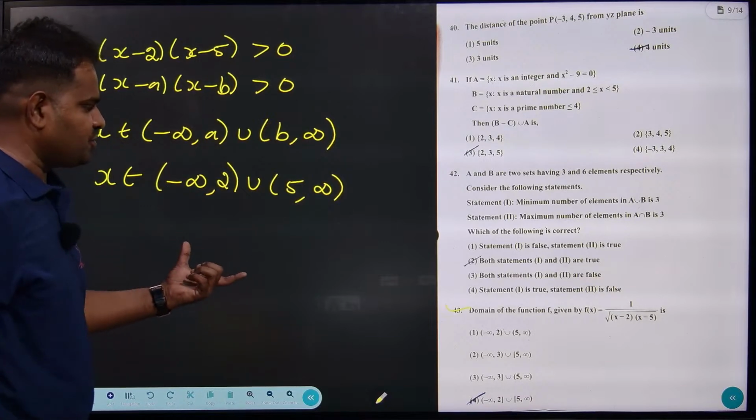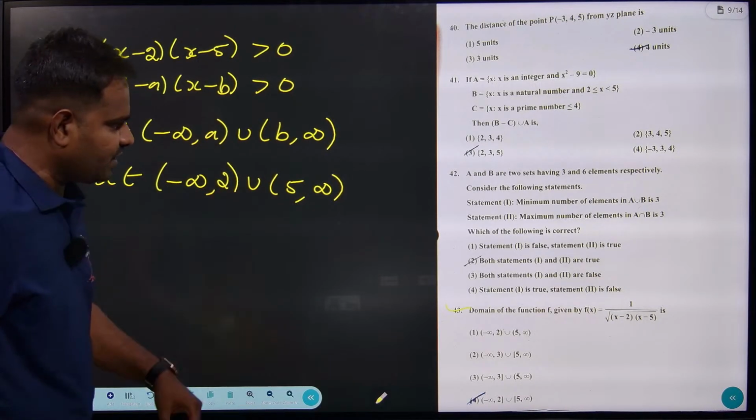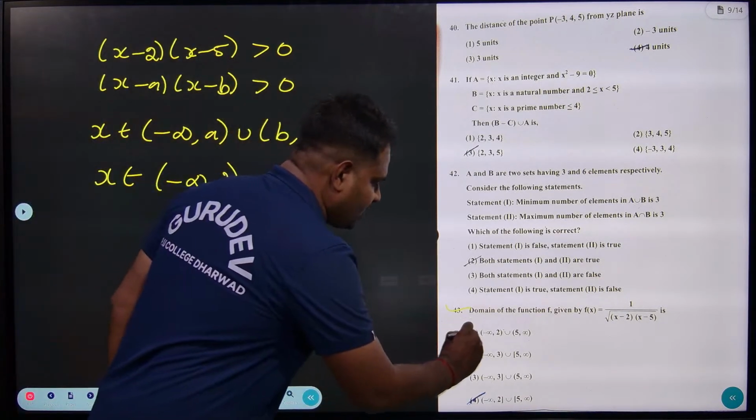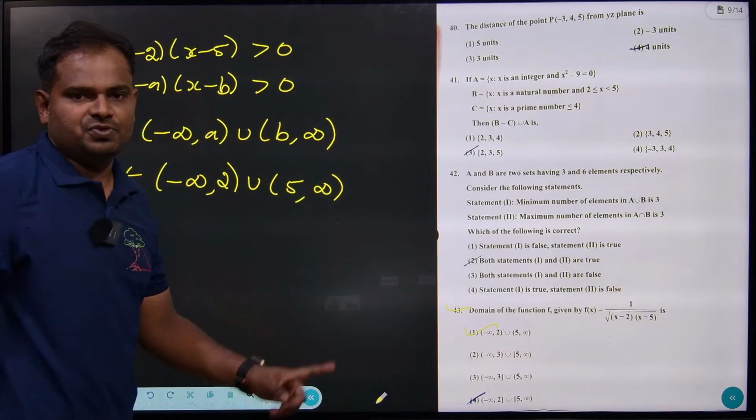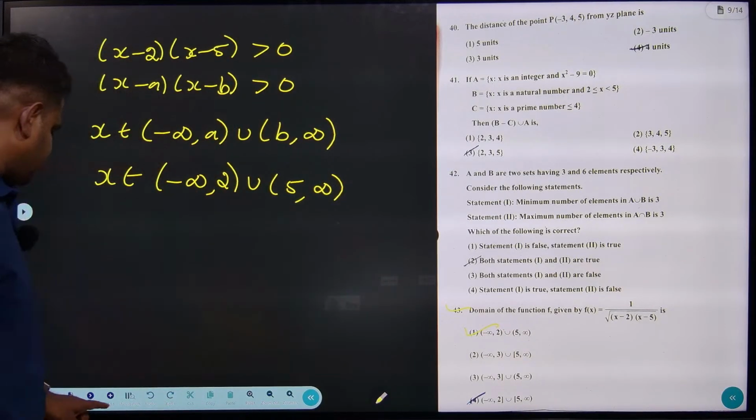In which option do we have this, students? Minus infinity comma 2 union 5 comma infinity. Hence option 1 is the right answer for this question, students. Now let us look at the next question, students.